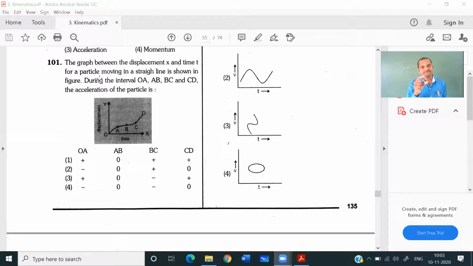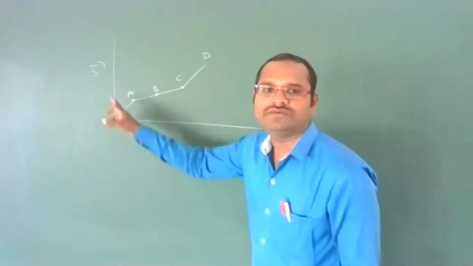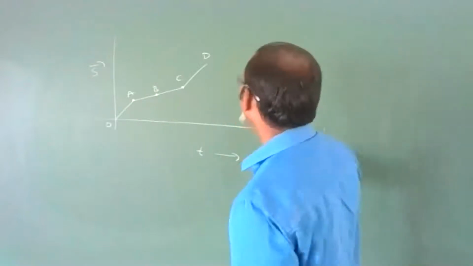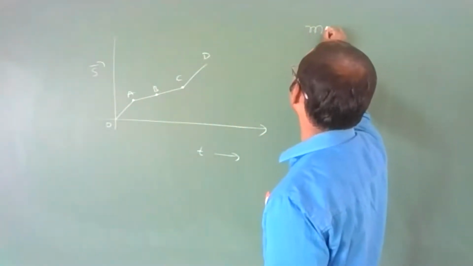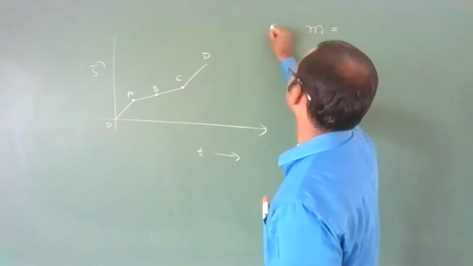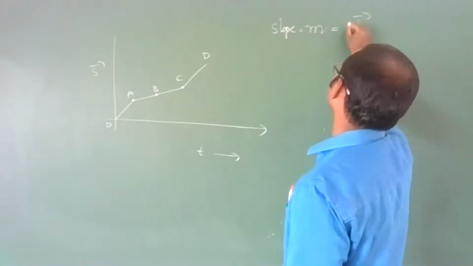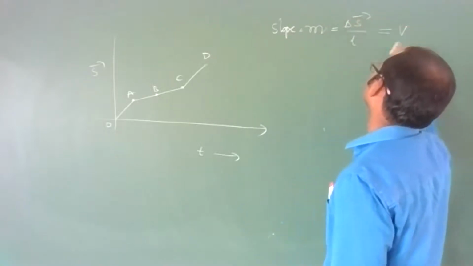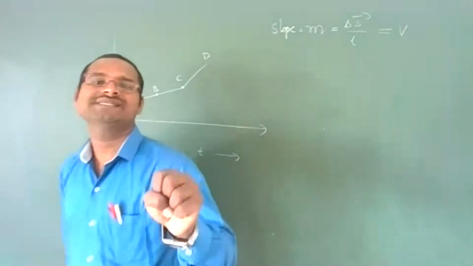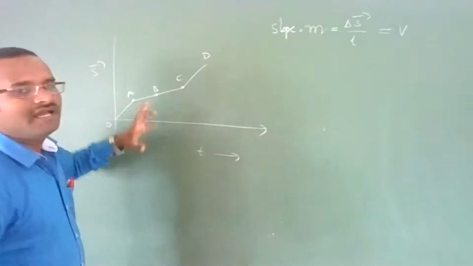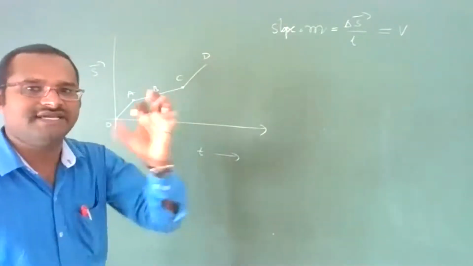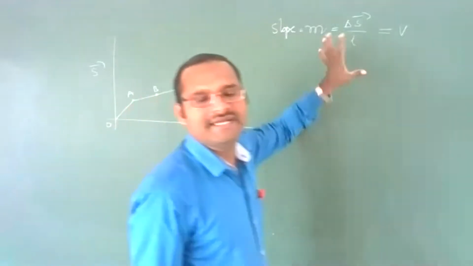What is given? Displacement and time. We want acceleration. We know the slope of the displacement-time graph gives change in displacement by time, that is nothing but velocity. If you take the area, you won't get any quantity. So no need to take area. Just take the slope, so that you will get velocity.